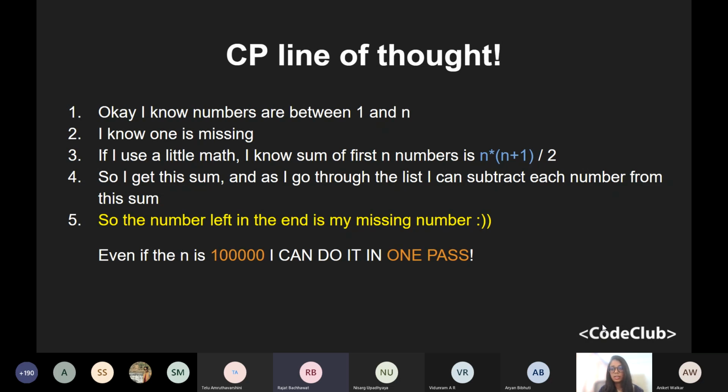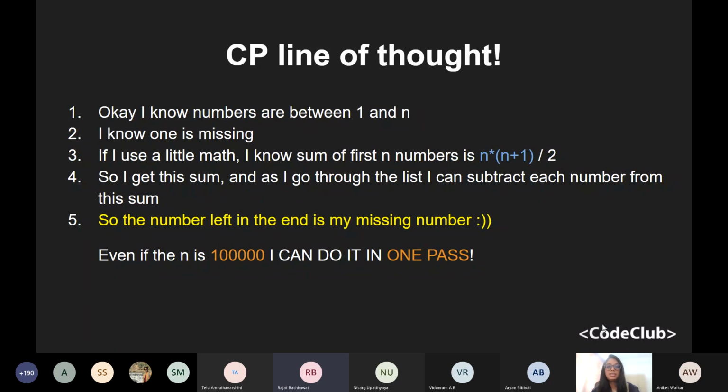So someone is asking in the chat, okay, so this is how you know which method is better, right? You only have to go through the whole list once in this method, whereas in the older method, you had to go to the list n times. So this is how you know that this method will perform better.